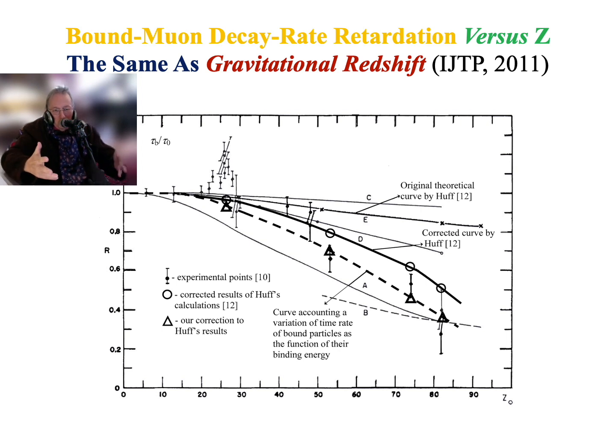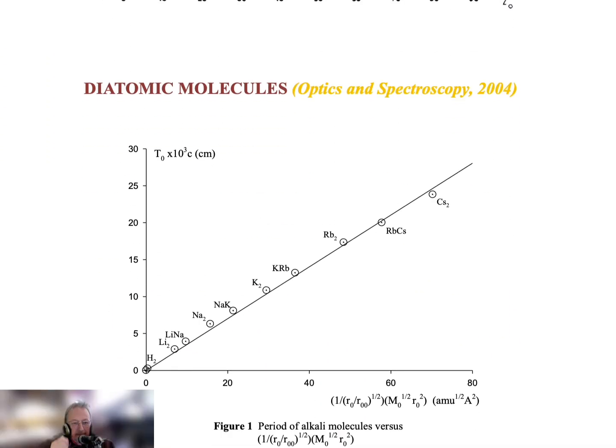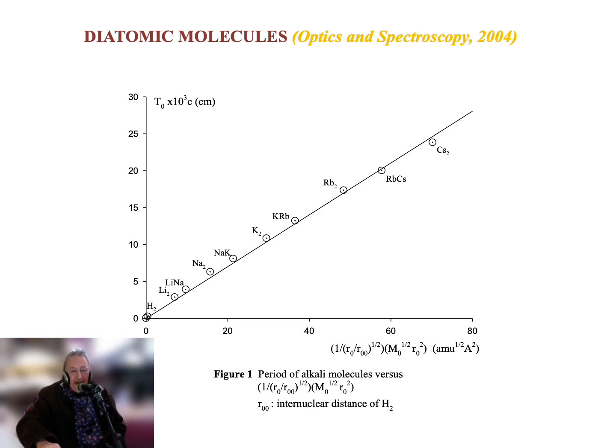So if a muon, 200 times heavier than an electron, is bound to an atomic nucleus, and it's a question of a hydrogen-like atomic nucleus over here, its decay rate is retarded. So the gravitational redshift and the bound muon decay rate retardation are the same phenomena. Now, UMA, of course, requires quite a high knowledge, I would say, in quantum chemistry.